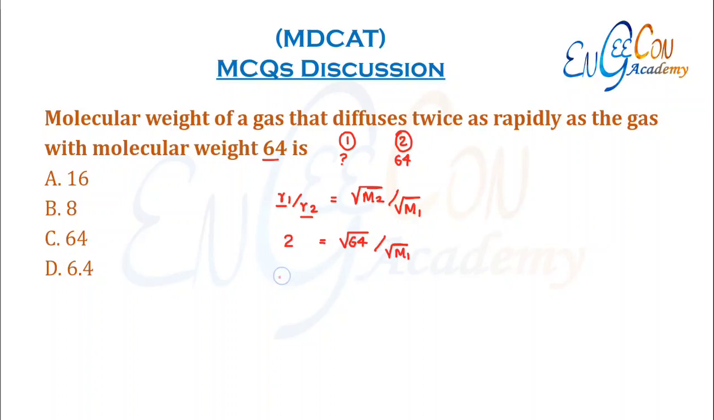So we can write here molar mass of second gas is 64 and for first gas it is unknown. Now we take m1 to this side, so 2 into under root m1 is equal to under root 64. In order to eliminate square roots we take square, so we get 4 into m1 is equal to 64. So m1 is equal to 64 by 4 is equal to 16. So A is the correct option.